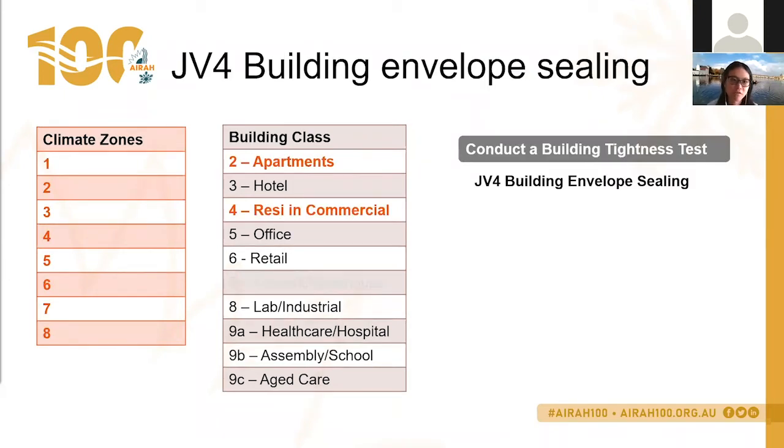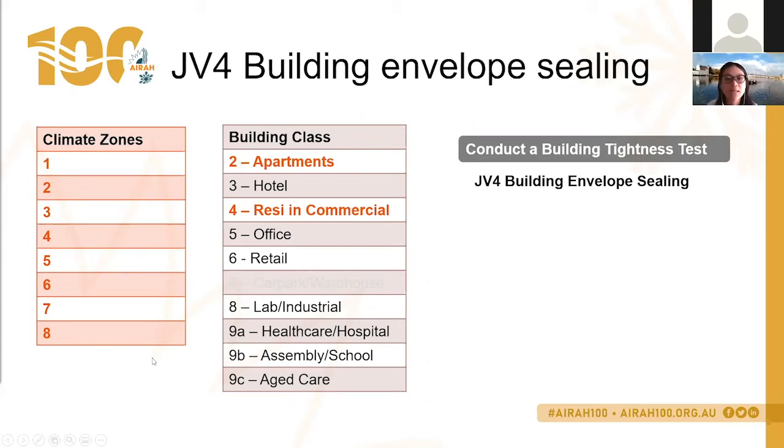Finally, for JV4, this is where we cover building envelope sealing. You can do it across all climate zones, but it depends on what building class you're doing this test for. So in orange here, I've noted the ones I've mapped against the climate zones and which building classes they're relevant to. If you were looking at building class 2 or building class 4, you can use JV4 in all climate zones.